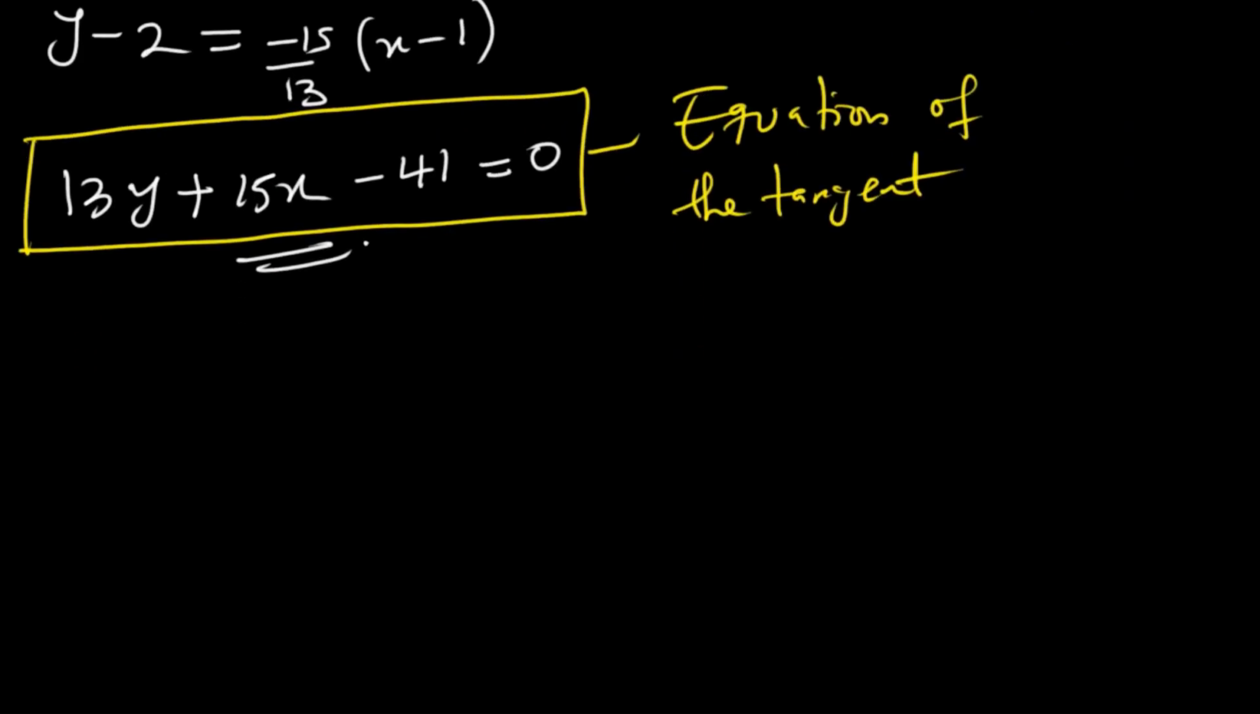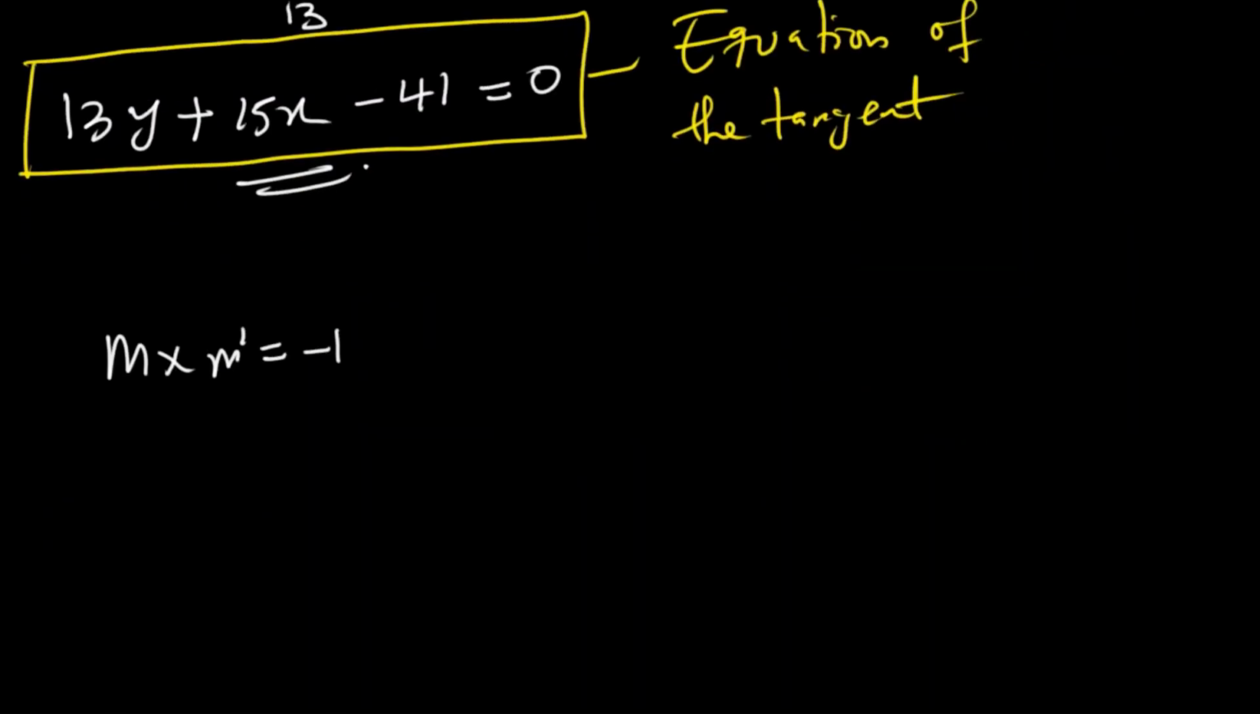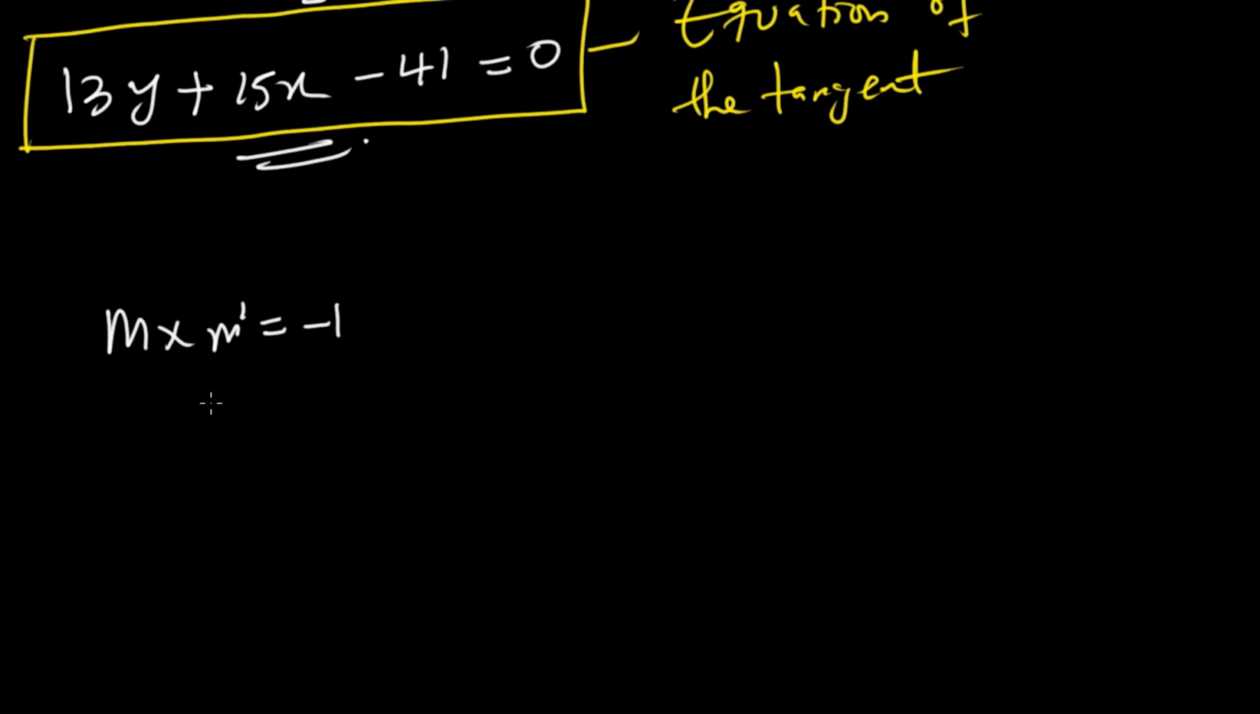And lastly, to calculate the equation of the normal, I simply use the same expression, m multiplied by m prime equal to negative 1. So I have my m to be equal to negative 15 over 13. So to find the slope of the normal, it's going to be m prime equal to negative 1 over negative 15 over 13. And this simply is 13 over 15.